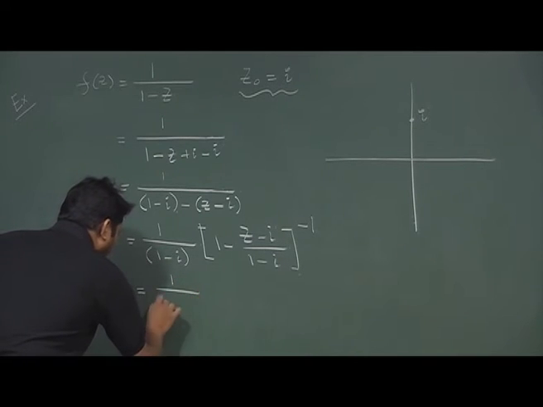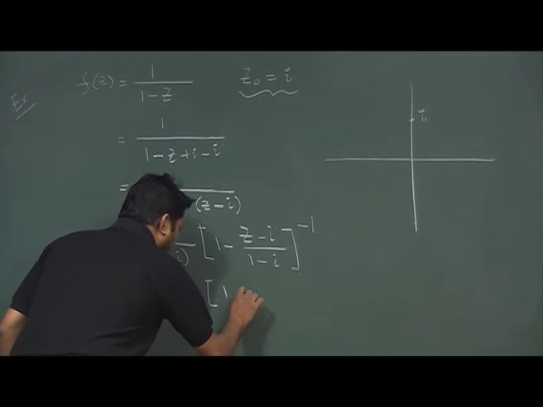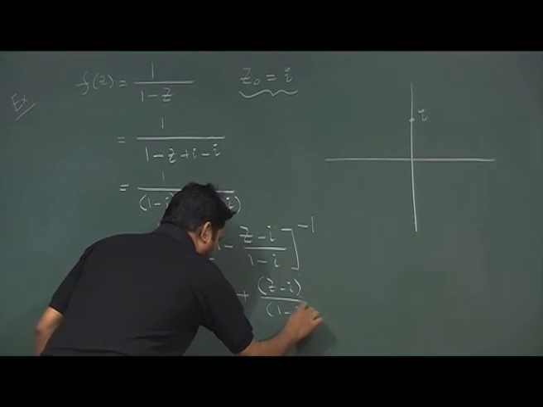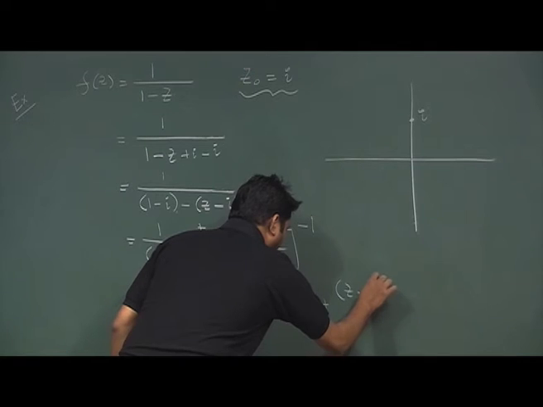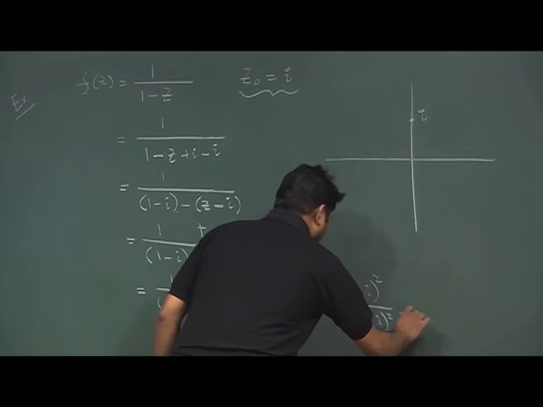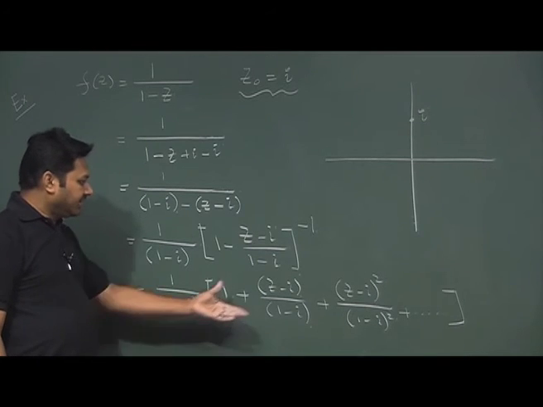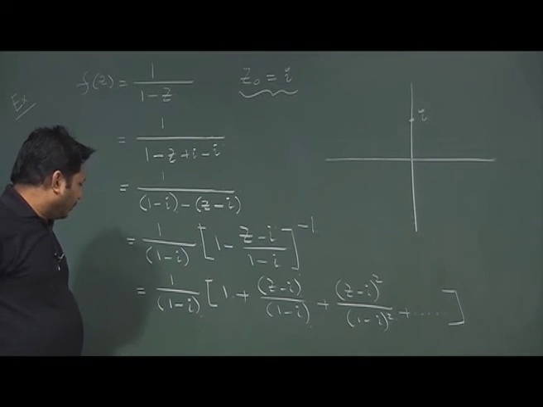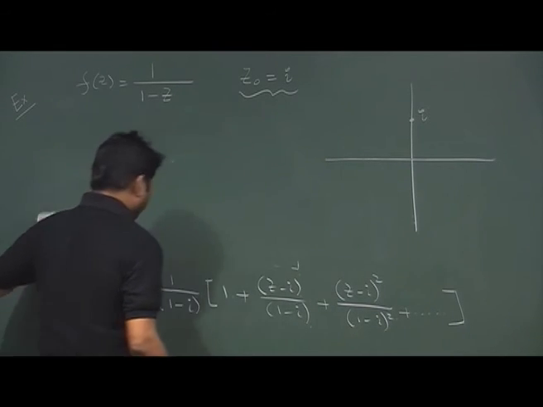So if I do, then it will be 1 over (1 minus i), times 1 plus (z minus i)/(1 minus i) plus (z minus i) whole square over (1 minus i) whole square, and so on. So I already have a series expansion for the given function around the point z equal to i. So what is the general form? Let me erase this part. What is the general form I have?